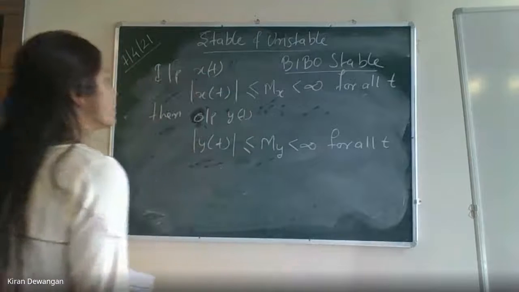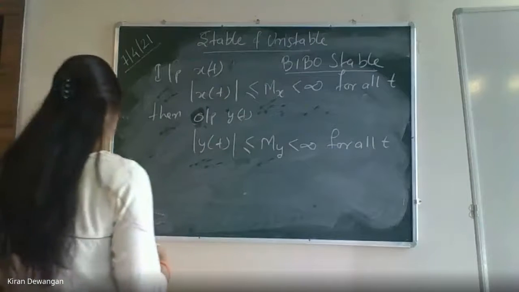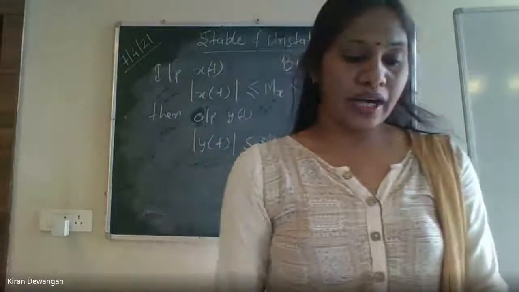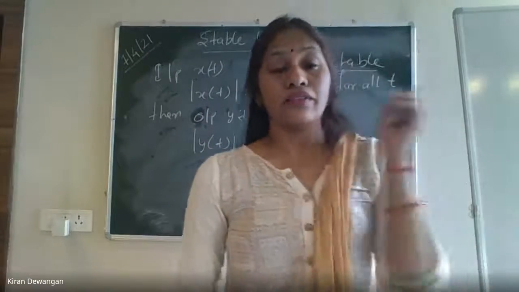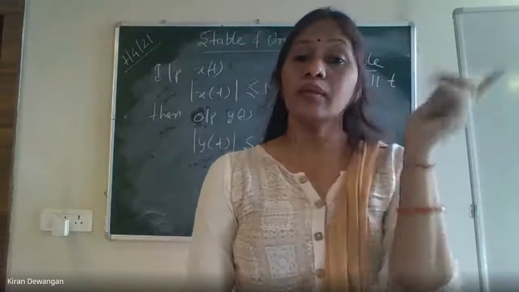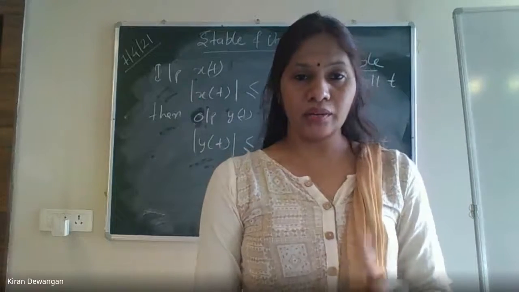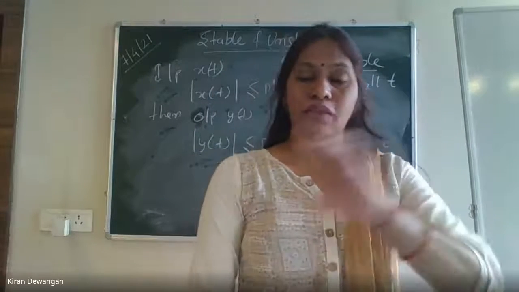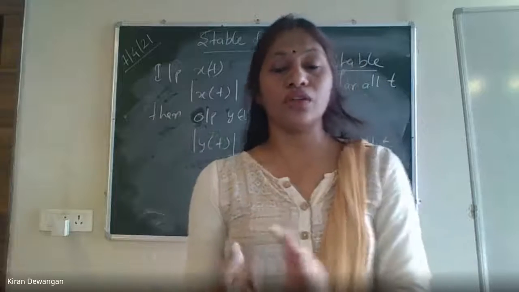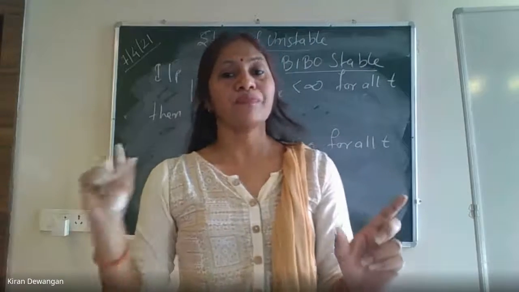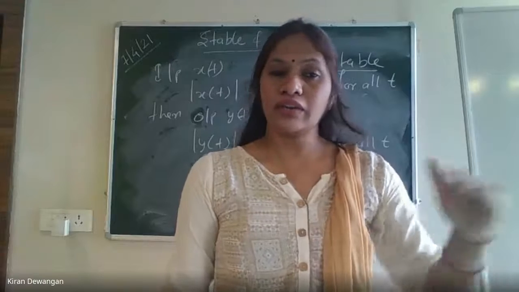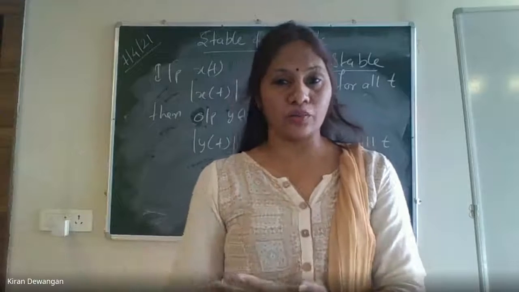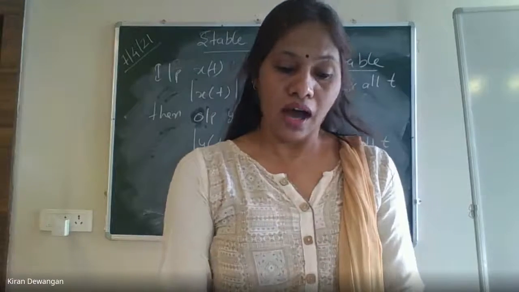Okay, this is the condition for BIBO stable system. If any one of the bounded inputs produces an unbounded output, in that case it will be an unstable system. That means both input and output should be bounded for all values of t. If we give a bounded input but for a certain value of t we get an unbounded output, the system becomes an unstable system.